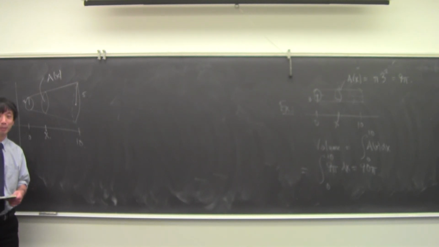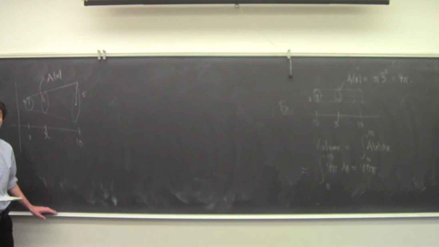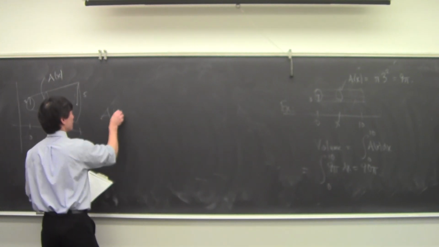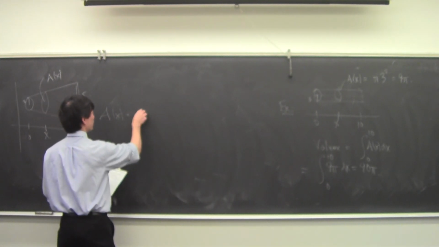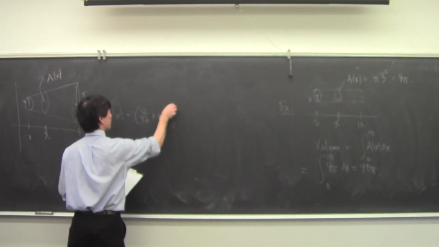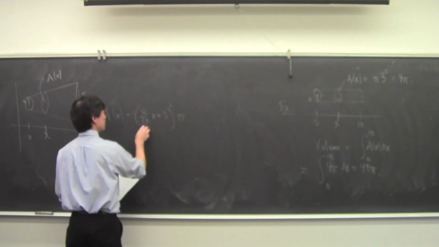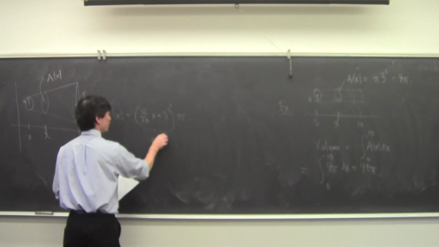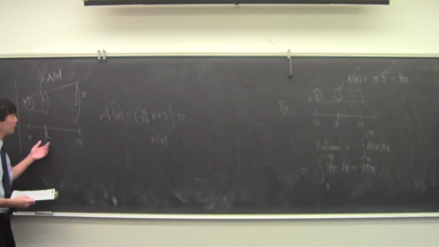Okay, so Marie Claire, how about you? I can hear you. Okay. So what's the answer? A of x is going to be (2/10 of x plus 3) squared times pi. Right, so this is your r, your radius at time x. Why is that your radius at time x?